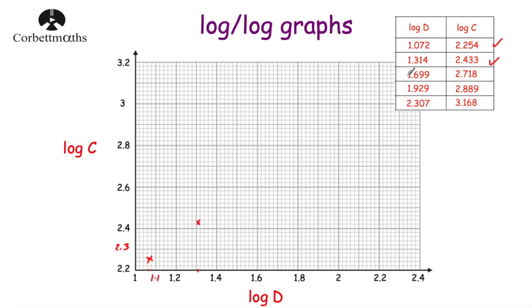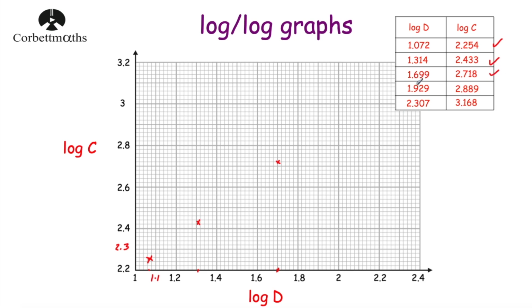Our next one would be roughly 1.7, so 1.7 would be there, that line. It's 1.699, so that's roughly 1.7. And then 2.718, so I'm going to do 2.72, roughly 2.72. So we're going to go up to 2.6, 2.7 there, 2.72 would be there, so that's the point 2.72, done.